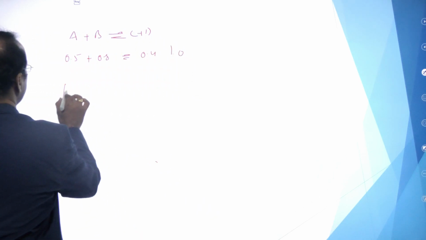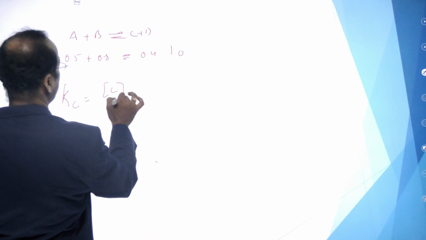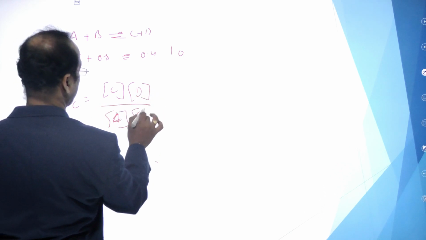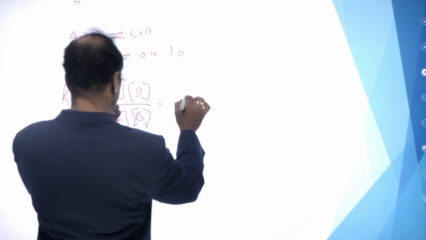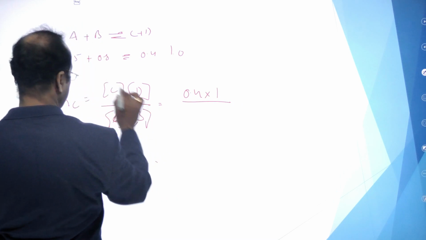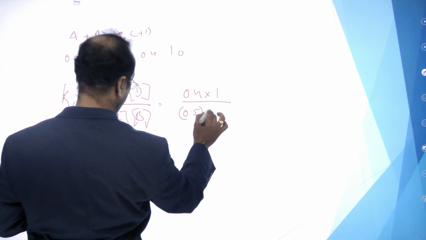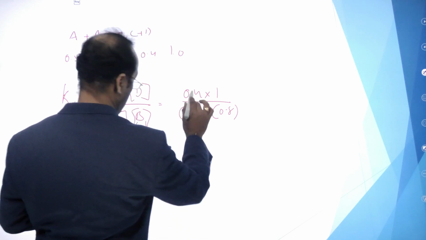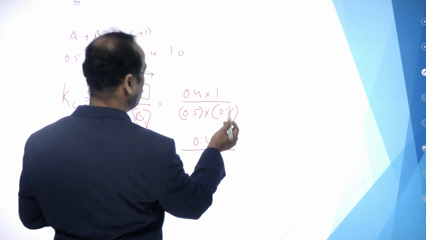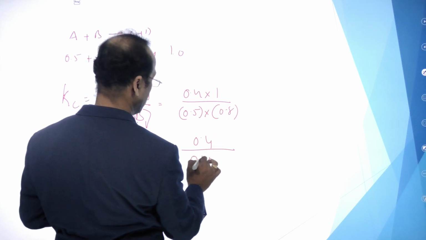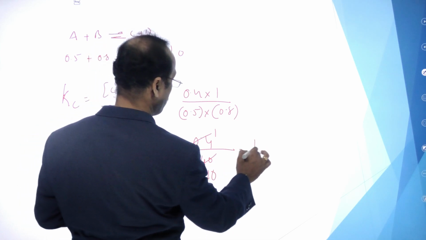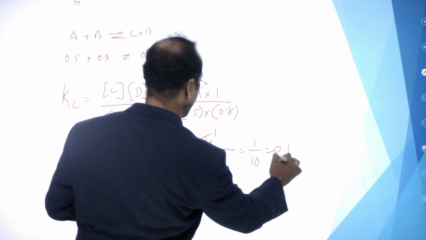Kc is equal to the concentration of C times the concentration of D, divided by the concentration of A times the concentration of B. Correct. So now the concentration of C is 0.4 into 1.0, divided by 0.5 into 0.8. Here 0.4 into 1 is 0.4, and 0.5 into 8 is 40, so 0.40. 4 over 40 gives you 1 by 10, that's equal to 0.1.